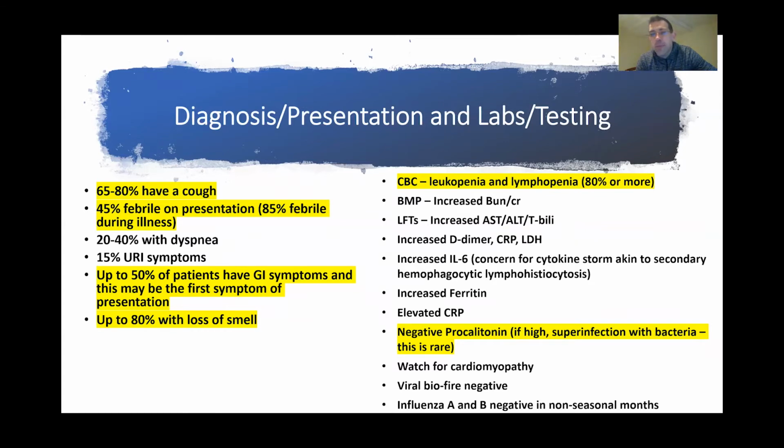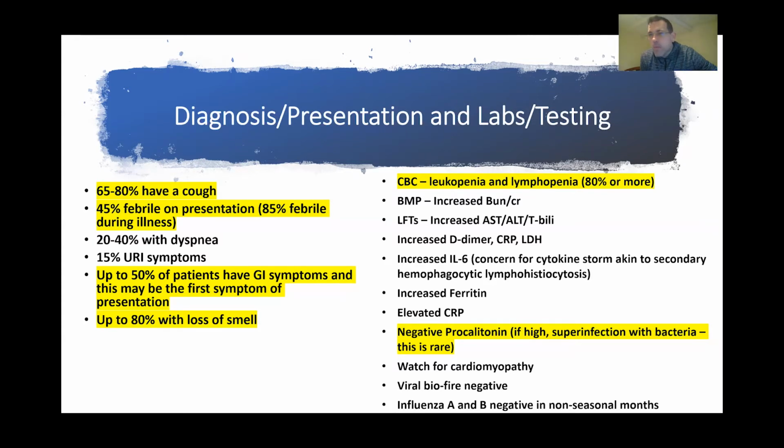Now, this is interesting. Up to 50% of patients can have GI symptoms. And what we've seen in some patients, especially at the beginning of COVID when this was less known, was that some individuals presented with some GI complaints and they were admitted to the floor for a possible workup of acute cholecystitis or maybe appendicitis or other GI enteritis symptoms. And they ended up testing positive for COVID. So this is something to keep in mind.